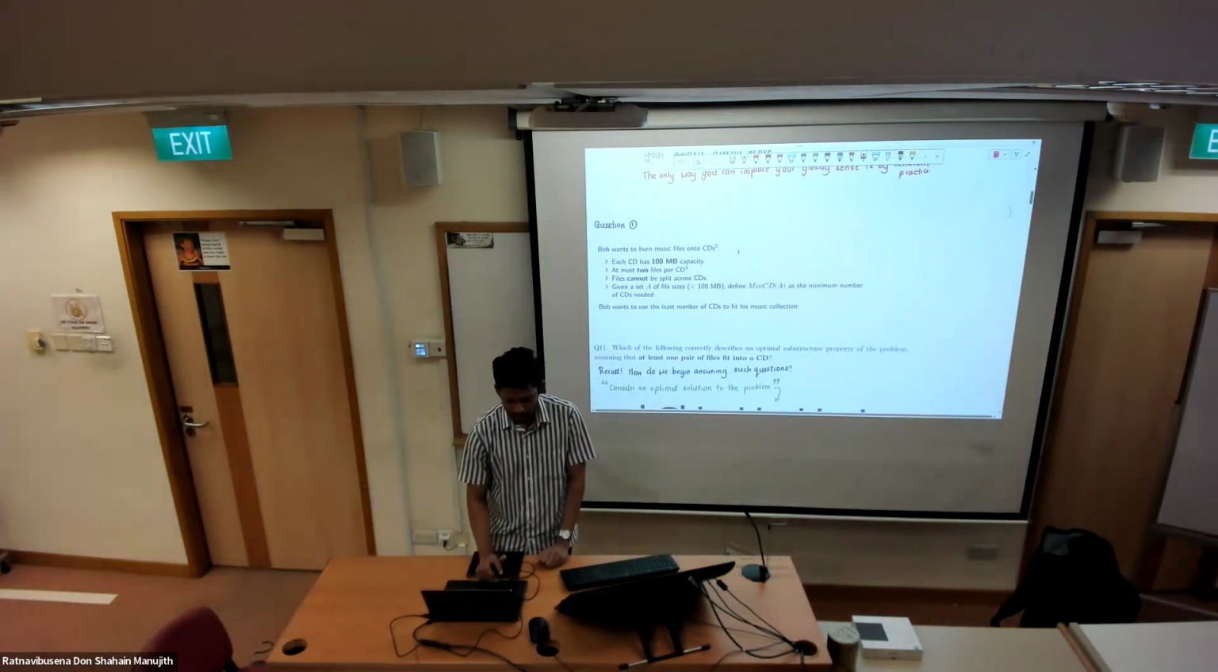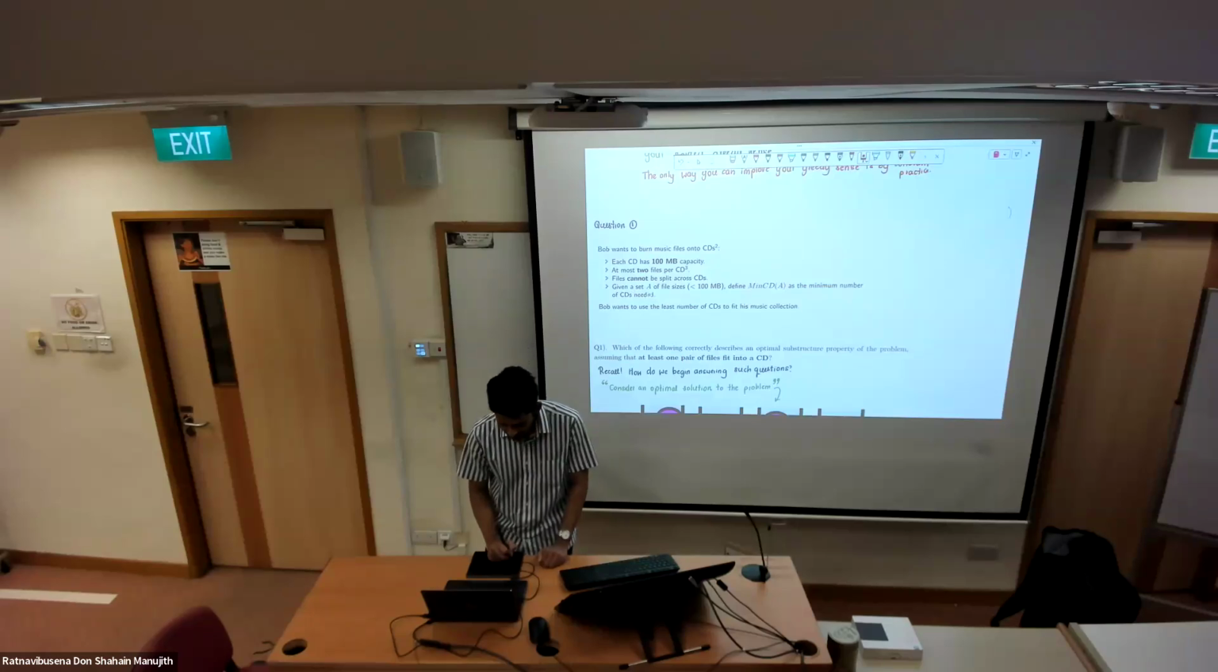Okay, so Bob wants to burn music files onto CDs. Each CD has a 100 megabyte capacity and can have at most 2 files per CD. Files cannot be split across CDs, so these are the rules. Given a set A of file sizes, define minCD(A) as the minimum number of CDs needed to burn the files. Bob wants to use the least number of CDs to fit his music collection.